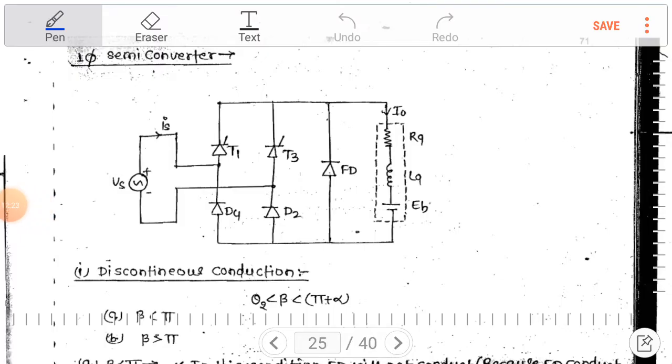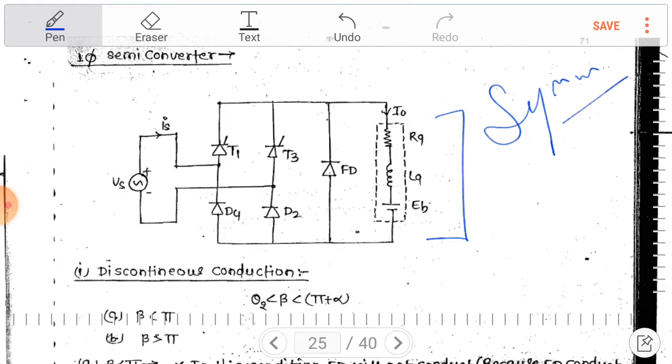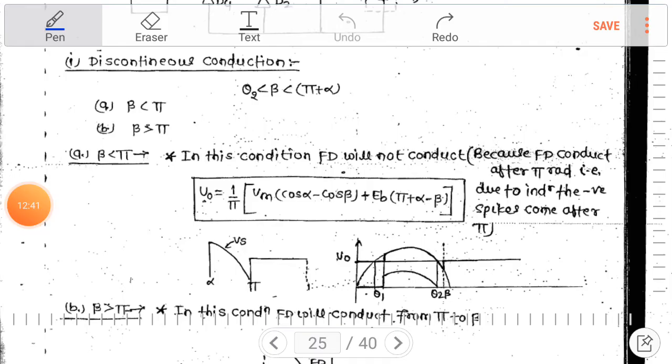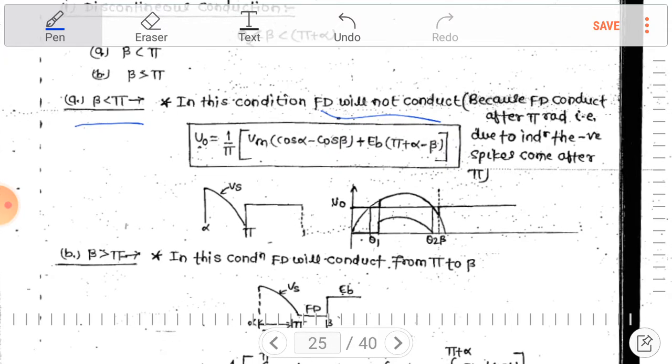Next is single phase semi-converter with RLE load or a DC motor. Here, this is the symmetrical configuration of the semi-converter with freewheeling diode. As we know, the semi-converter is used to get the freewheeling period, and the freewheeling period is obtained after pi. So if beta is less than pi, there is no freewheeling period conducting for inductive load, and for resistive load no freewheeling period is required.